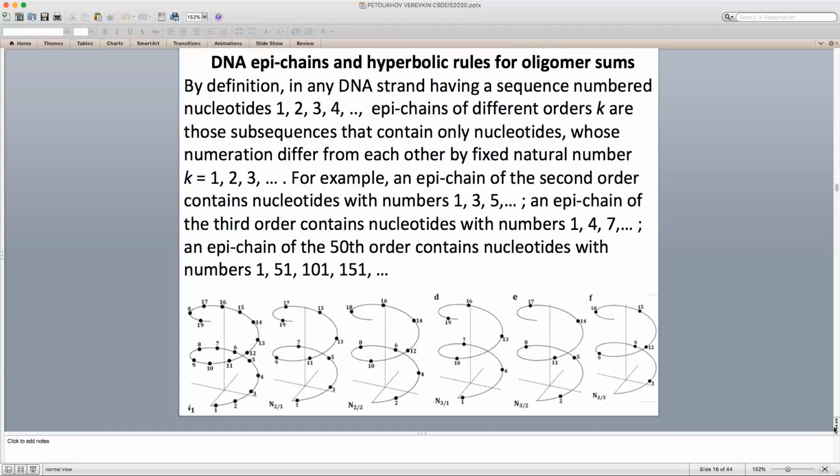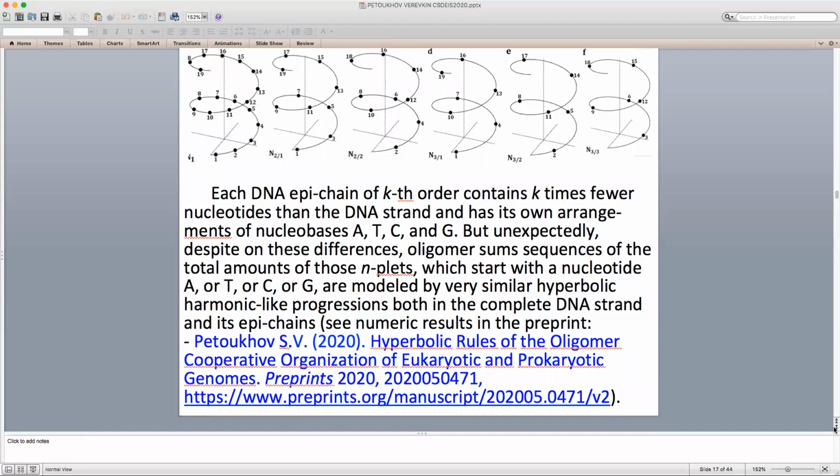An epi-chain of the fifth order contains nucleotides with numbers 1, 51, 101, 151, etc. Each DNA epi-chain of k-th order contains k times fewer nucleotides than the DNA strand and has its own arrangement of nucleic bases A, T, C, and G. But unexpectedly, despite these differences, oligomer sum sequences of the total amounts of those n-plets which start with a nucleotide A or T or C or G are modeled by very similar hyperbolic harmonic-like progressions, both in the complete DNA strands and in their epi-chains.